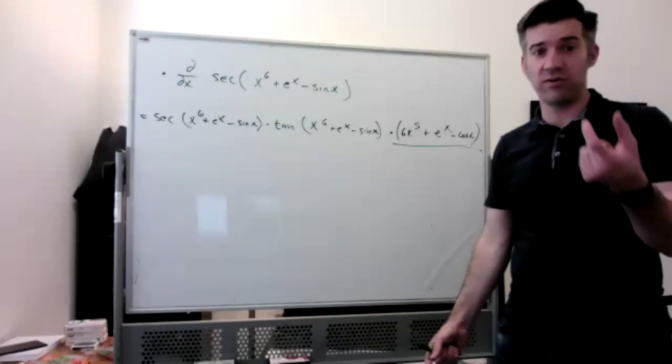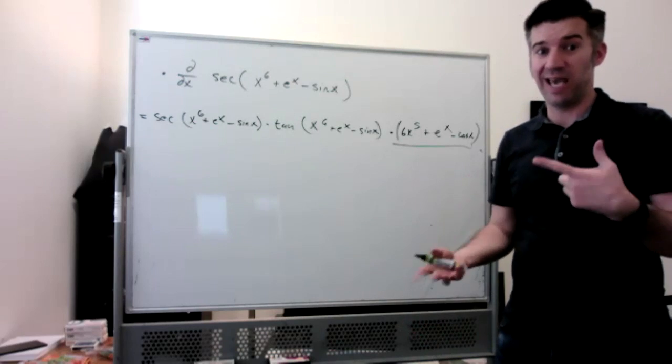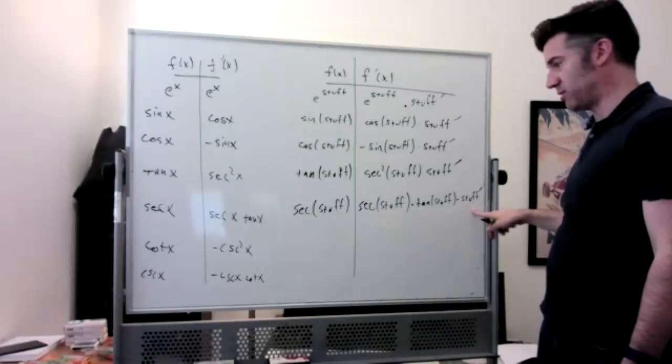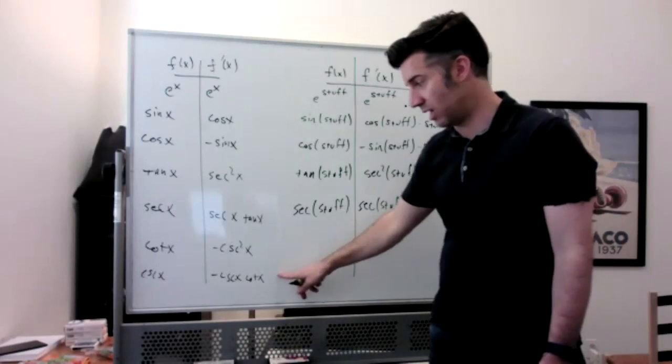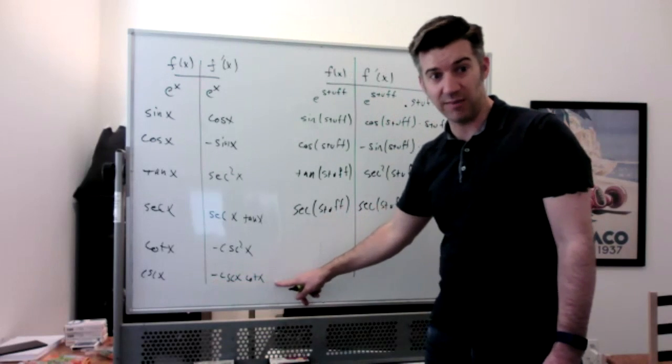So if you're taking the derivative of secant of some stuff or cosecant of some stuff, if it's secant of stuff, you get secant of stuff, tangent of stuff times the derivative of stuff. If it's cosecant, you're going to get negative cosecant of the stuff, cotangent of the stuff times the derivative of the stuff.